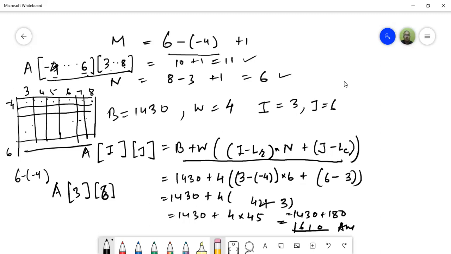Clear? Yes, sir. Pavni, beta, camera on karo. Devanshi as well, also switch on your camera.